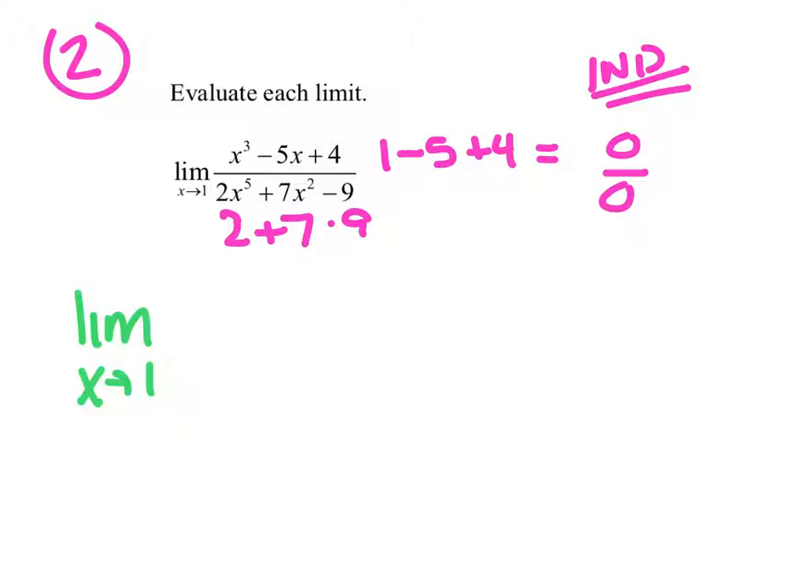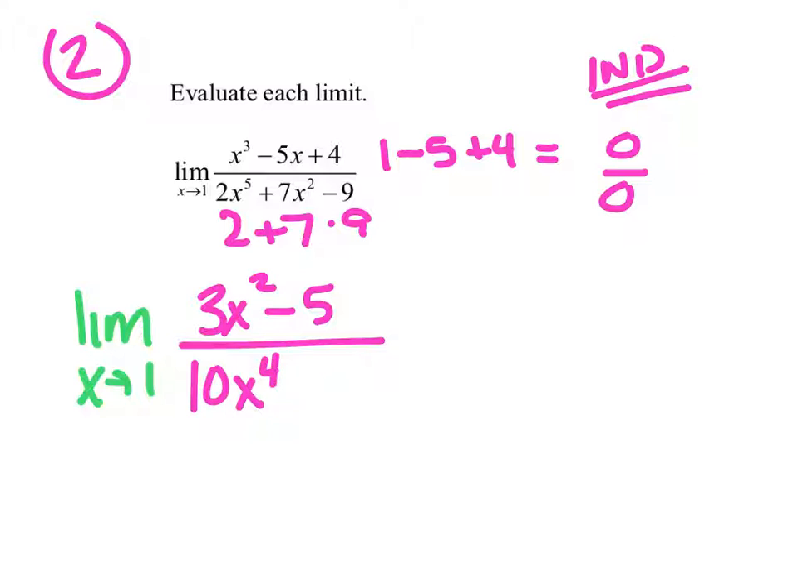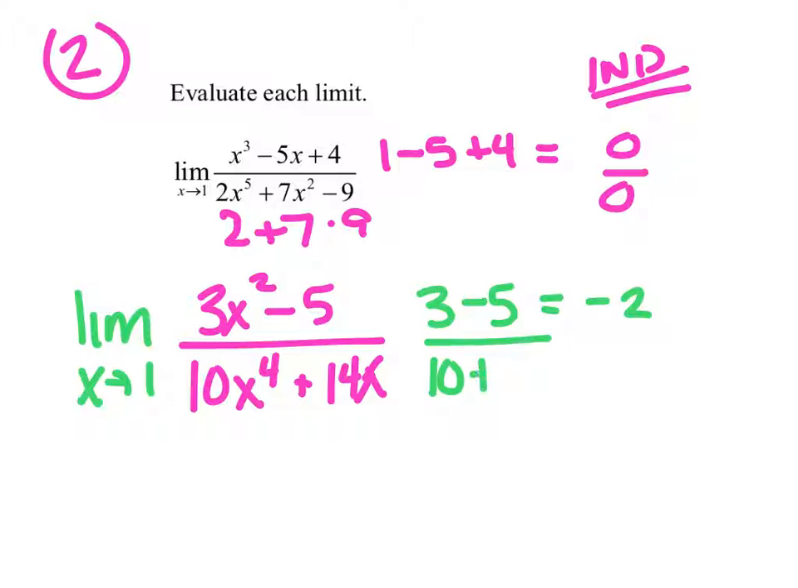So when I derive the top, let's see, I get 3x squared minus 5 divided by 10x to the 4th plus 14x. Now remember, you still have to take the limit, so now let's plug in 1 again. So that's 3 minus 5 is negative 2. And what is that? 10 plus 14 all over 24. So I'm going to go with negative 1/12. So again, another option would have been to factor and cancel and then take the limit. But this is just a separate method.